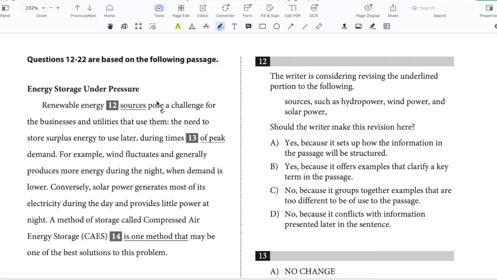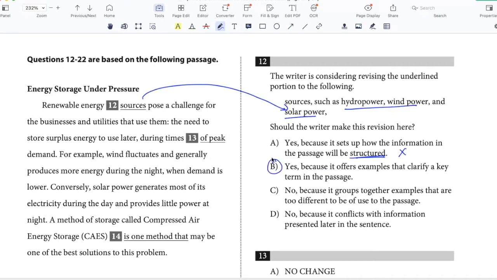I think they should, because if I'm speaking about renewable energy sources, then my introductory sentence should give a few examples of the kind of sources that these are. So this would be a yes answer. Yes, because it sets up how the information in the passage will be structured. No, that's not the reason to give these sources. It's not about structuring information. So this is not right. Yes, because it offers examples that clarify a key term in the passage, right? So this is the best answer because I have examples here that help me understand what renewable energy sources are.